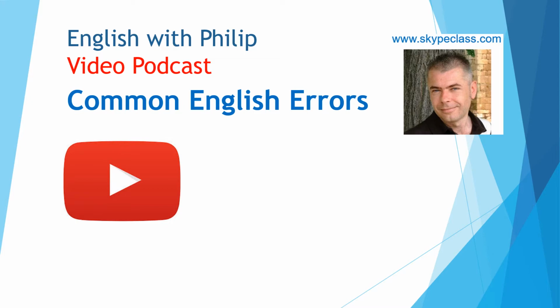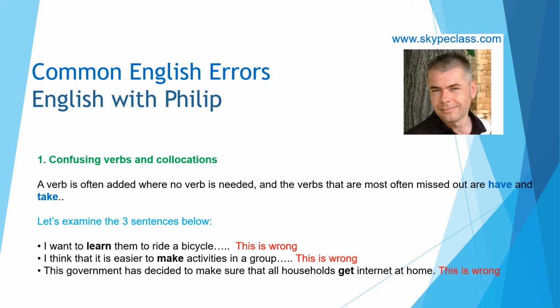Let us begin. Today we'll speak about 10 common errors that English learners make, starting with number 1, confusing verbs and collocations. A verb is often added when no verb is needed, and the verbs that are most often missed out are have and take. Let's examine the 3 sentences below.